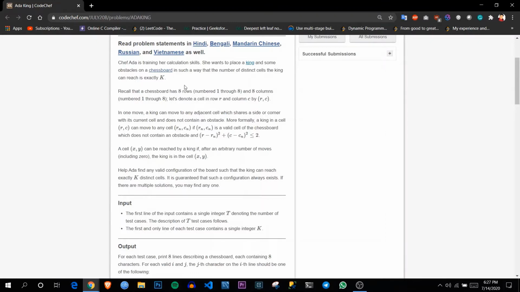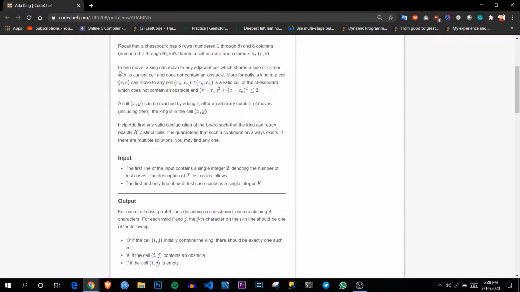So now what we have to do is place some obstacles in the chessboard such that the king can exactly go to k distinct cells. So let's read through the problem. Recall the chessboard consists of 8 rows numbered 1 through 8, and 8 columns numbered 1 through 8. So let's denote row R and column C. And here is what I just said, the king can move only in 8 directions.